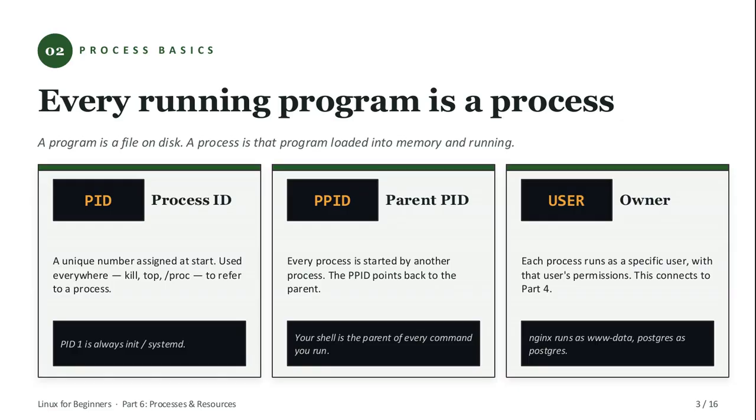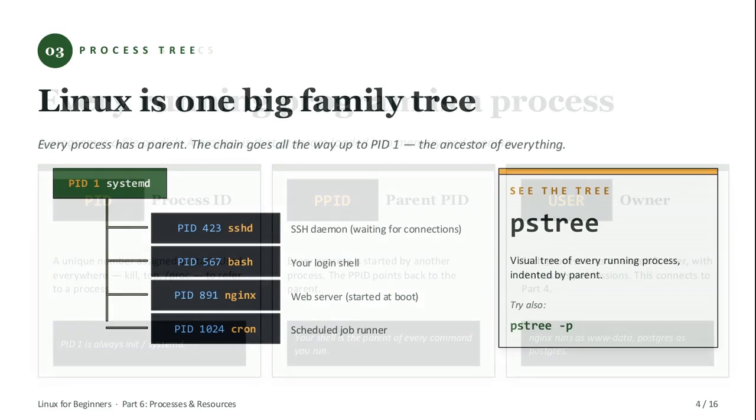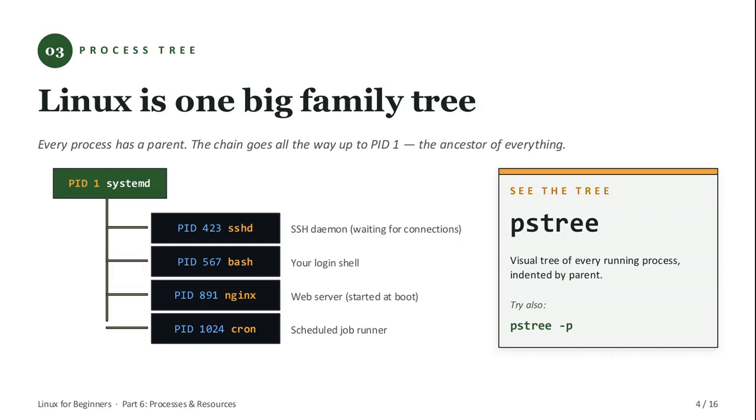And a user, the owner whose permissions that process runs with, which ties straight back to the file permissions we covered in part 4. And that PPID idea scales up into something beautiful. Every process on a Linux system traces its ancestry back to a single root. That's PID 1, usually systemd on modern distros. The very first thing the kernel starts at boot, and the eventual parent of sshd, your bash shell, Nginx, cron, and everything else. To actually see this family tree on your own machine, just run pstree.